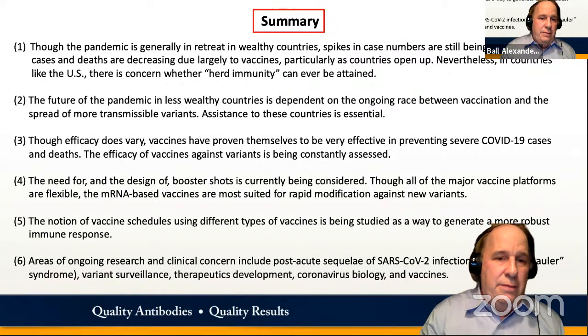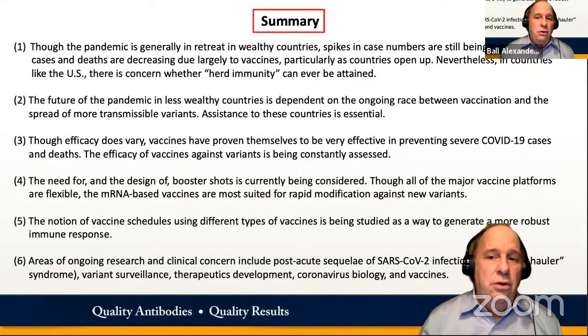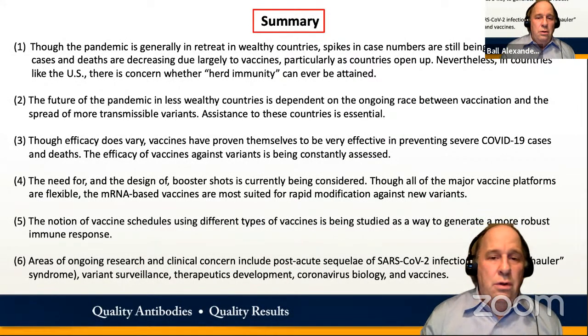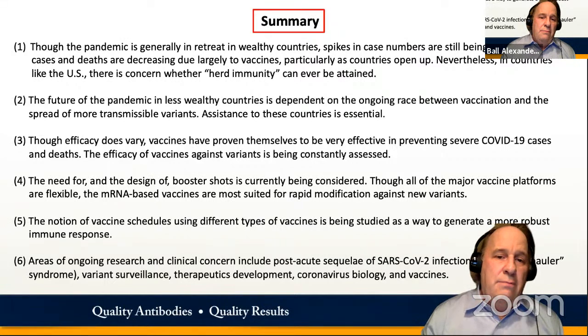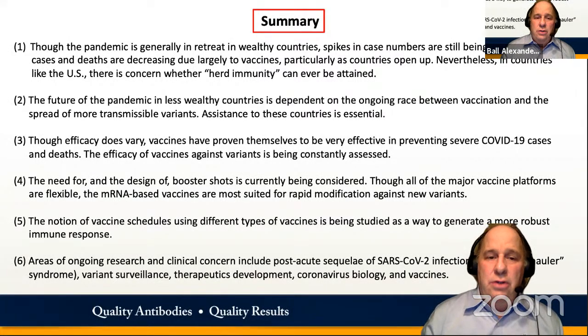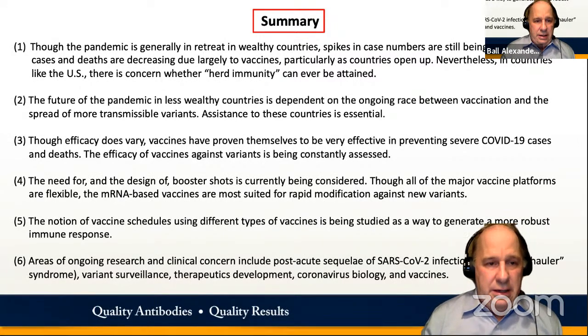The future of the pandemic in less wealthy countries is dependent on the ongoing race between vaccination and the spread of the more transmissible variants. And assistance to these countries is essential. So the value of the WHO, COVAX as part of the WHO effort, and the distribution of vaccines from the wealthier countries to the more developing countries is essential to really contain the pandemic.